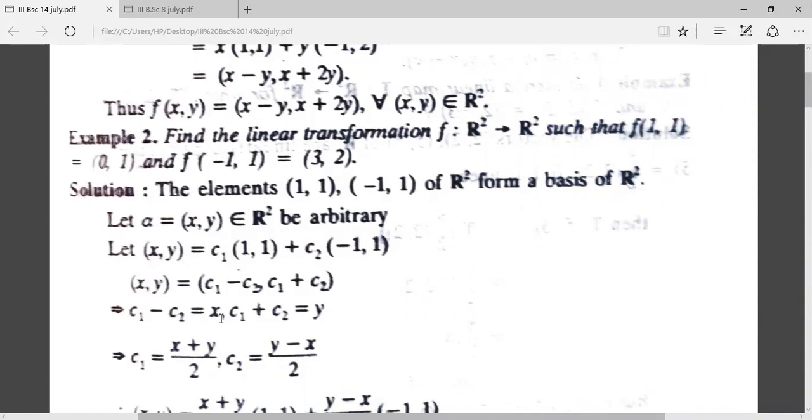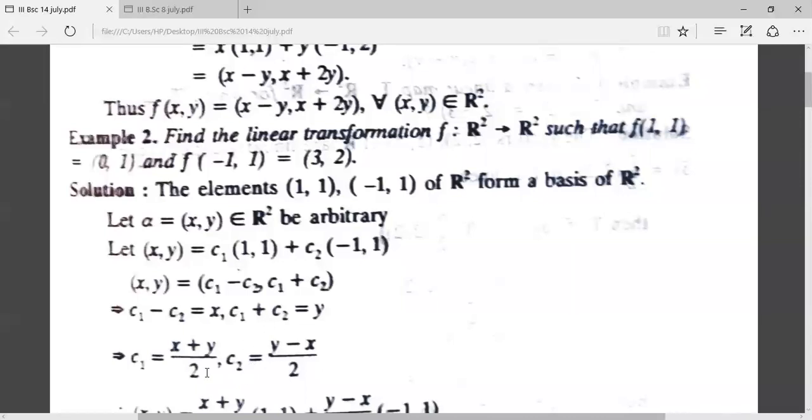If 2C1 is x plus y, what is C1? C1 is (x plus y) divided by 2. Next, if you know the value of C1, substitute in the first equation or second equation, you will get C2. Or else you subtract the second equation from the first equation. If you subtract, C1 gets cancelled, you will get the C2 value, that is C2 equals (y minus x) divided by 2. So this is by solving those two equations. How do you solve the simultaneous equations C1 minus C2 equals x and C1 plus C2 equals y? You will add and you will subtract, and then you will find C1 and also C2.